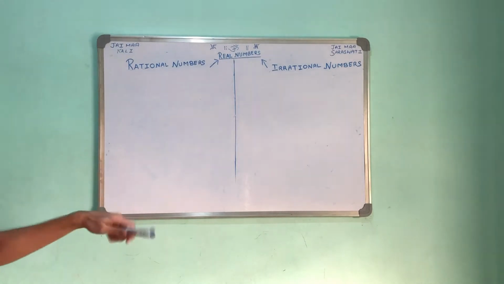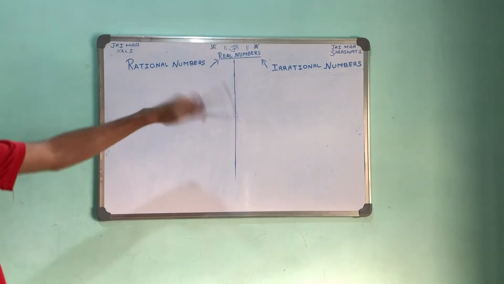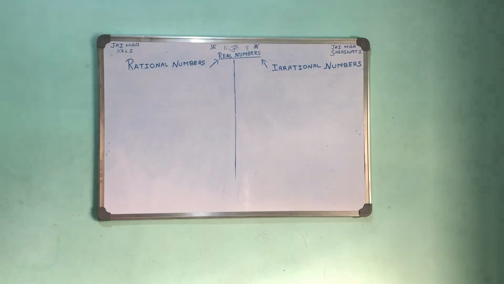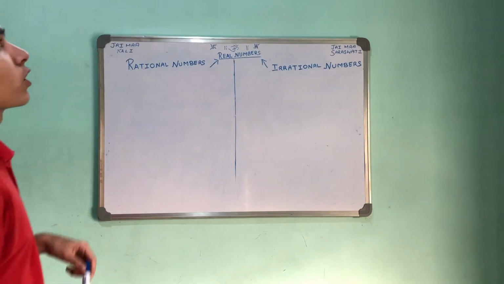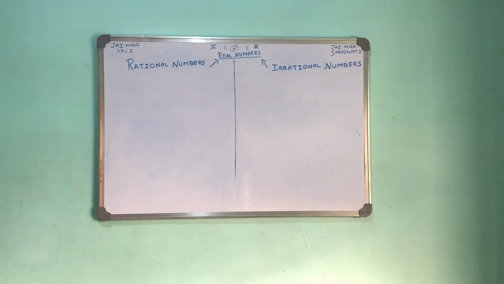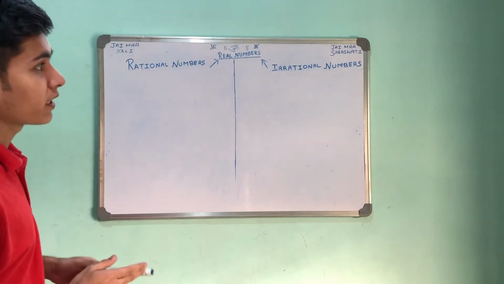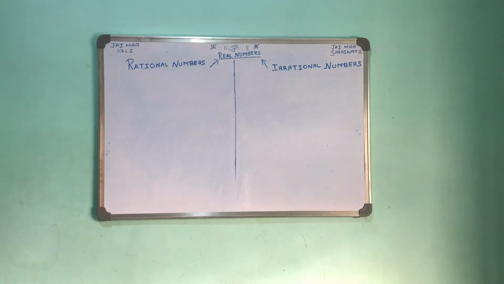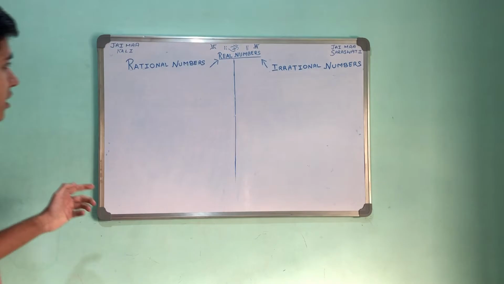Today we are going to deal with rational numbers and irrational numbers, which together form the real numbers. Real numbers form the basis of almost every mathematical text. So this part has to be understood very well. So let's begin. What are rational numbers?